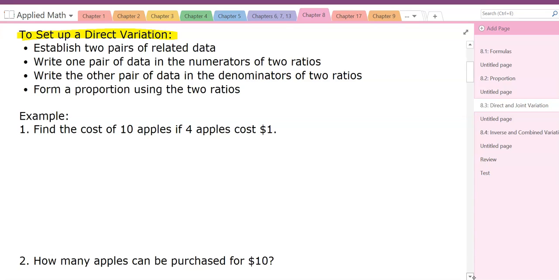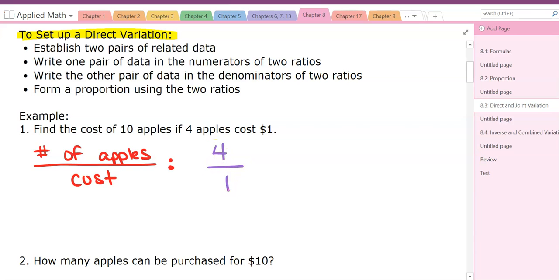Okay, so let's do some examples here. Number 1 says find the cost of 10 apples if 4 apples cost $1. So what I'm going to do to set this up is put the number of apples over the cost. Okay, so I bought 4 apples for $1. I want to figure out how much it's going to cost for 10 apples. So where should the 10 go? On the top, because that's the number that I want to buy. And I'm trying to figure out how much it's going to cost.